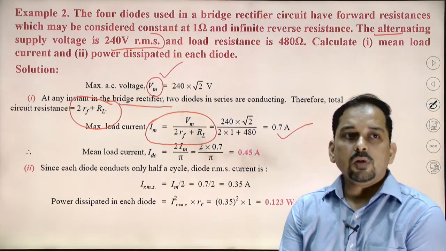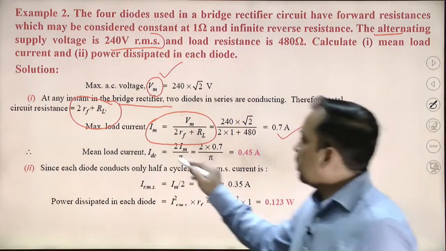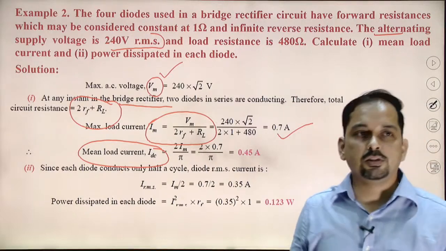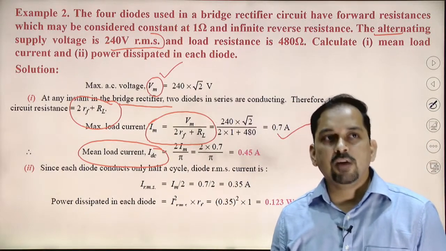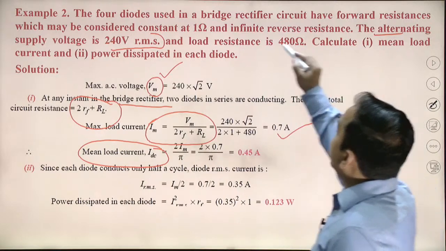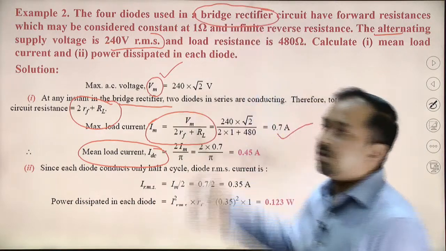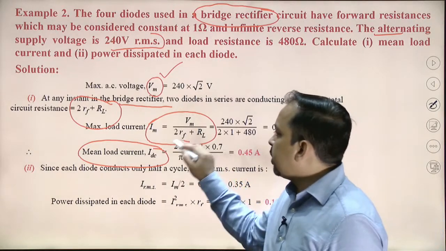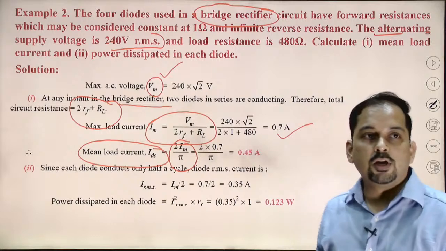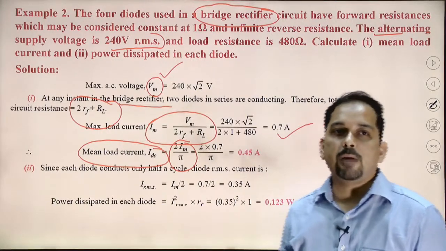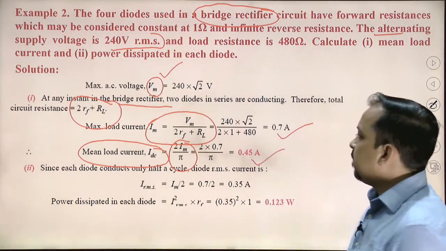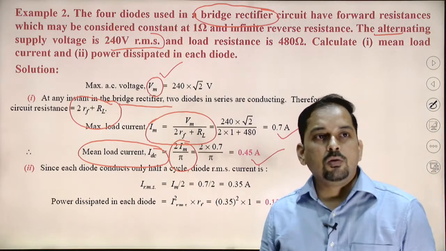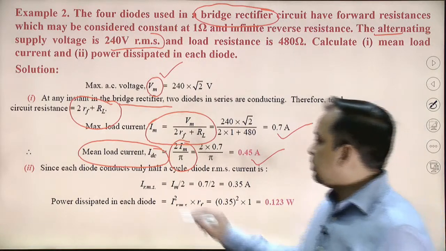Now the DC value, mean value or average value are all the same thing. As we are given a bridge rectifier circuit, which is a full wave rectifier, the calculation is 2 Im by pi. The DC current can be given as 2 Im by pi. We can calculate here that the value is 0.45 ampere. Now we are calculating the RMS.